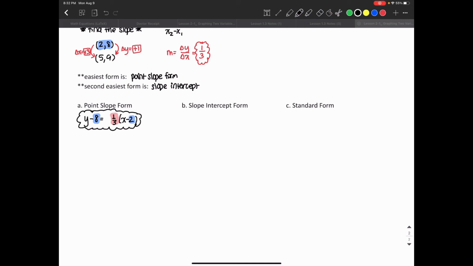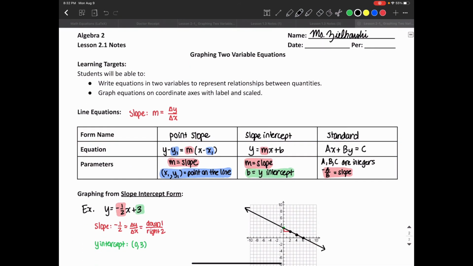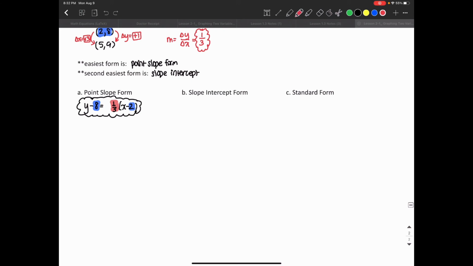To convert that into slope-intercept form, I need to solve for y. Slope-intercept form has y by itself. So what I want to do when I put something in slope-intercept form is get the y by itself. To get the y by itself here, first thing I'm going to do is multiply the right-hand side by 3. So I want to undo the 1/3. I'm going to multiply by the reciprocal, that's 3 over 1, or just multiply this entire side by 3. If I do that on the right, I'm going to do that on the left.